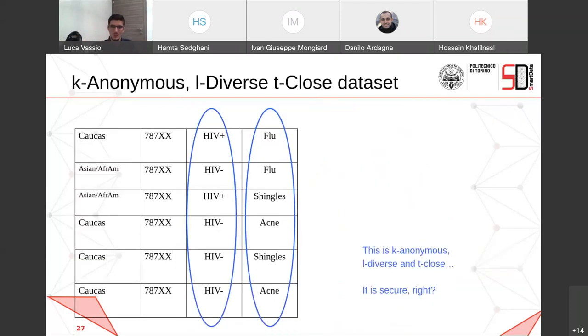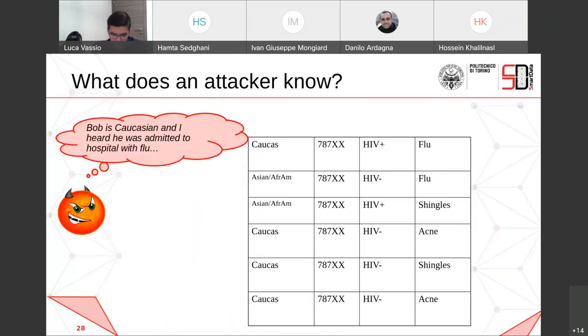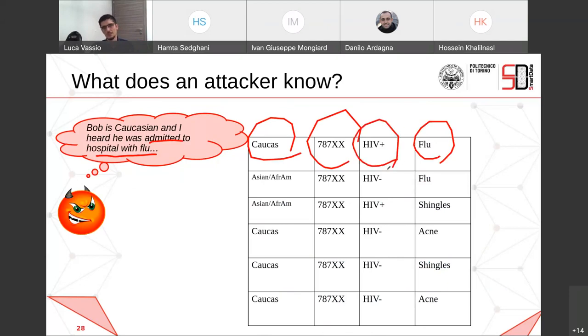And let's see another problem. We take this other set. This is k-anonymous, k equal to 2. This is l-diverse, I think l equal to 2. And this is t-close, I don't remember which kind of t. Still, I can say that this is not secure. Why? Because if an attacker, for example, knows that Bob is Caucasian and he was admitted to the hospital with the flu, so he has some side information about one sensitive attribute, then he can say that, well, it's a Caucasian, he lives here, Bob, so he is HIV positive.